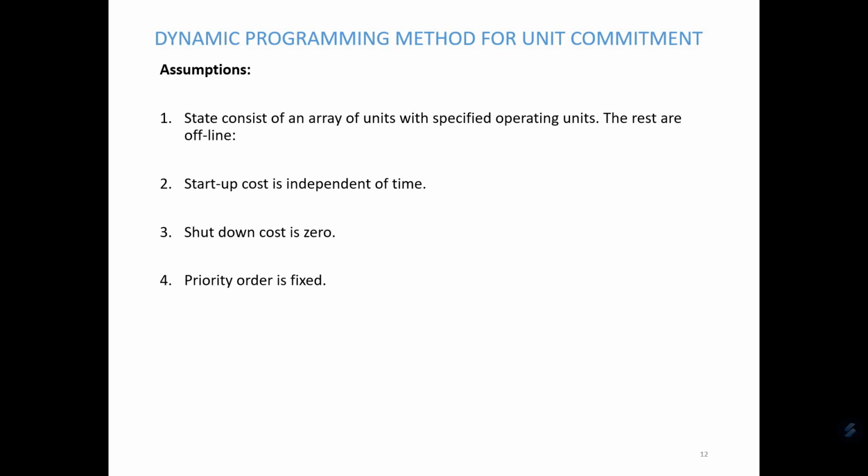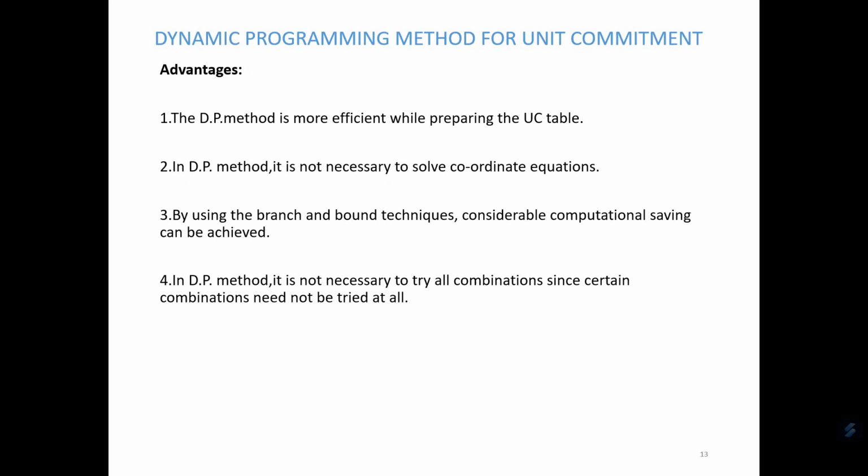Okay, now what are the assumptions for this unit commitment method? First assumption: the state consists of an array of units with specified operating units, and the rest are offline. Second assumption: startup cost is independent of time. Third: shutdown cost is assumed to be zero while discussing the unit commitment. And last one: priority order is fixed. These are the assumptions for the unit commitment.